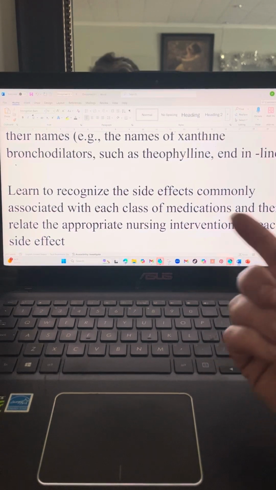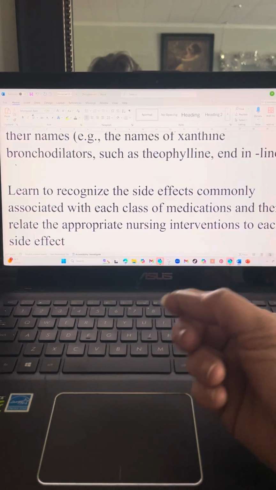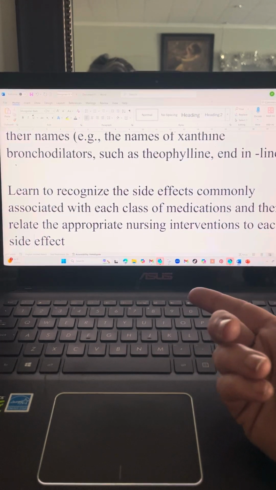Which ones am I going to have to check your liver for? I can give it to you. What are the contraindications? They expect you to know that.